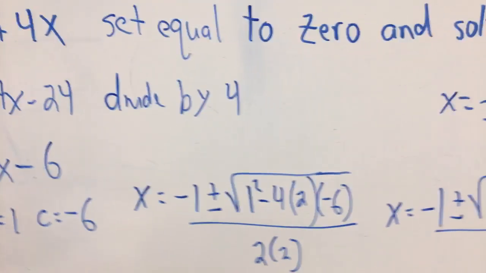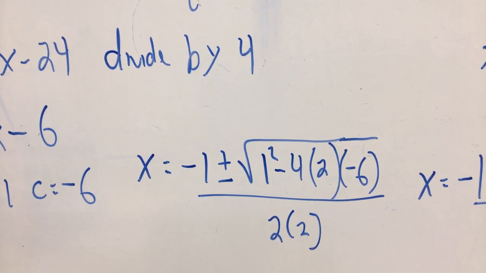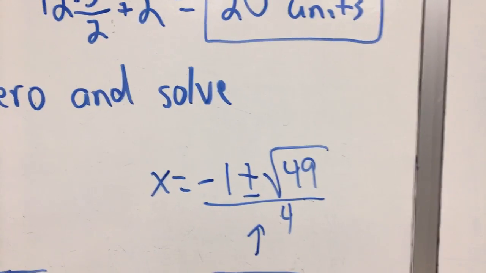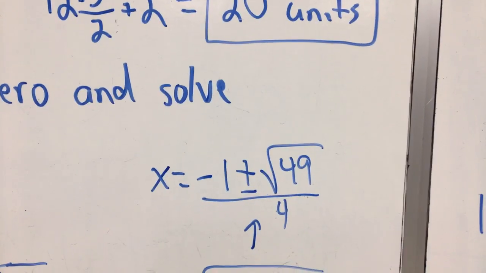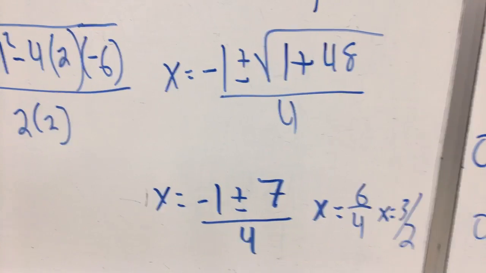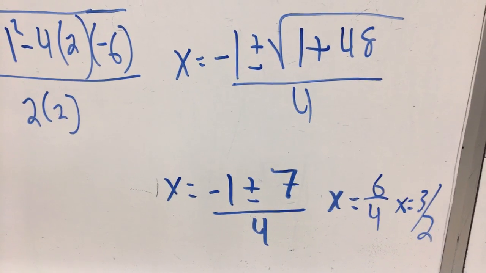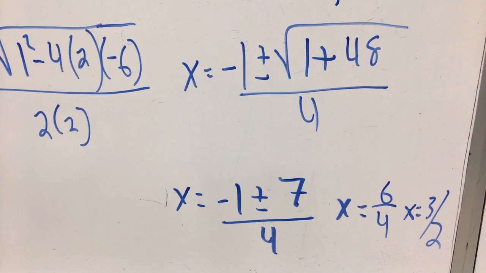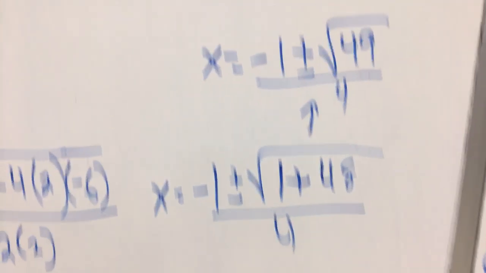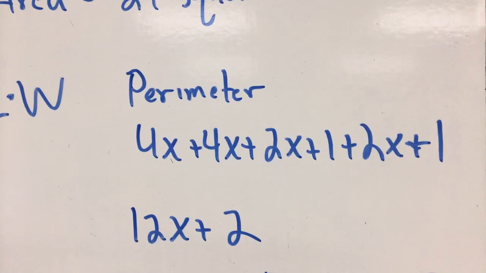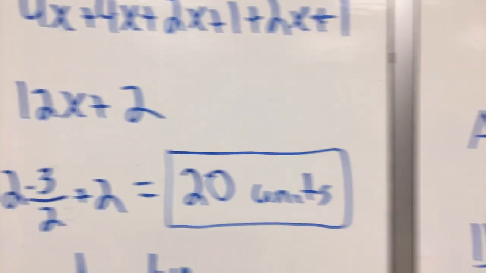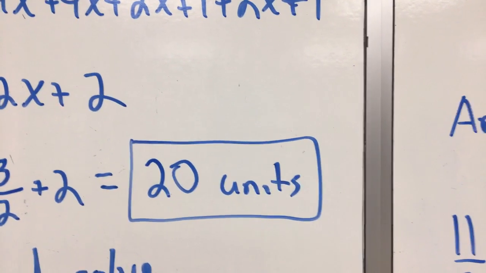Okay? Now, if you plug that in, clean it up, that's what you get. Now, we all know what the square root of 49 is, right? 7. So, x is equal to negative 1 plus 7 divided by 4. Obviously, x cannot be negative 2. That's not going to work. All right, so x is equal to 3 halves. Now that you know that x is equal to 3 halves, now all of you young Einsteins that said that the perimeter was 12x plus 2, you can put your 3 halves in there, and you can tell me that the perimeter is actually equal to 20 units.